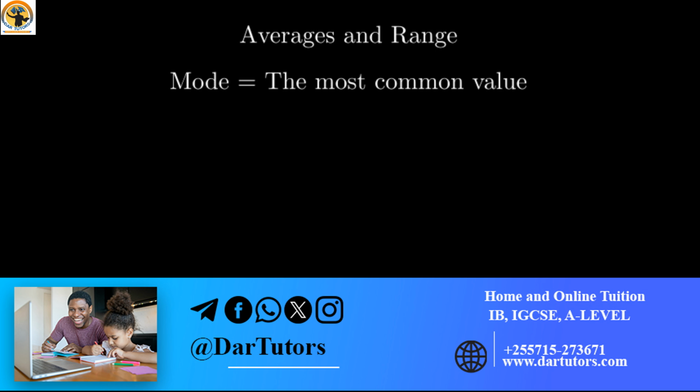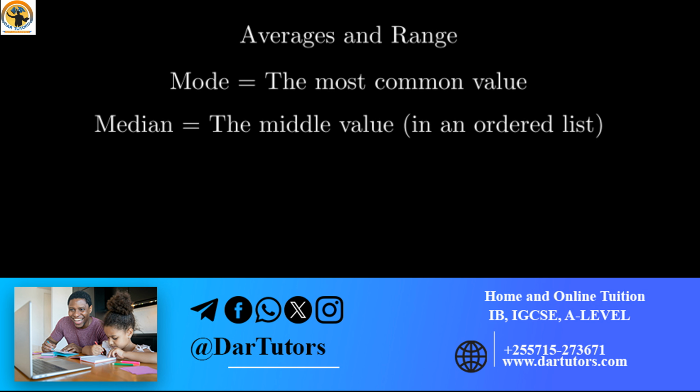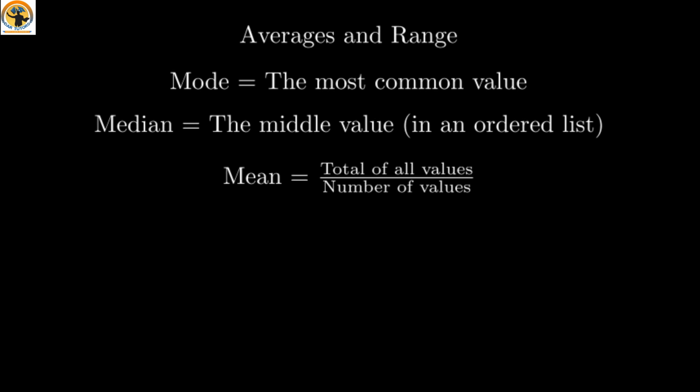Next, we have the median. The median is the middle value when all the data points are arranged in order from smallest to largest. Think median is middle. And finally, the mean. The mean is what most people think of as the average. You find it by adding up all the values and then dividing by how many values there are.